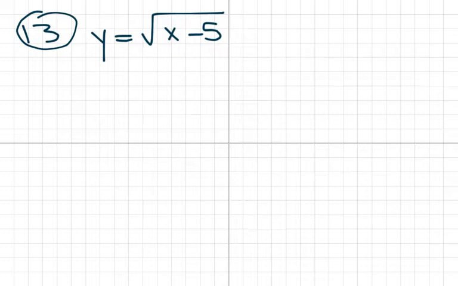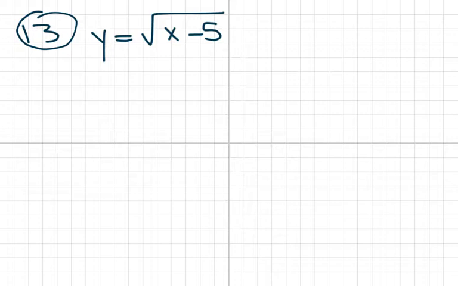In problem 13, they want us to find the domain and range of the inverse of the function y equals square root of x minus 5. What I'm going to do is start by graphing this and then go find its inverse. Now, the graph of the square root of x minus 5 is the graph of y equals square root of x that's been moved to the right 5.